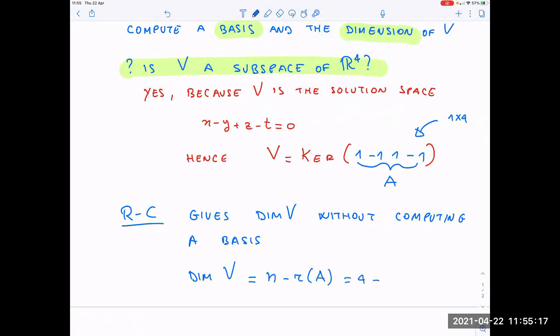And what is the rank of A? I think you agree with me that the rank of A is 1. And so we see that the dimension of V, by using the Rouché-Capelli theorem, is 3.